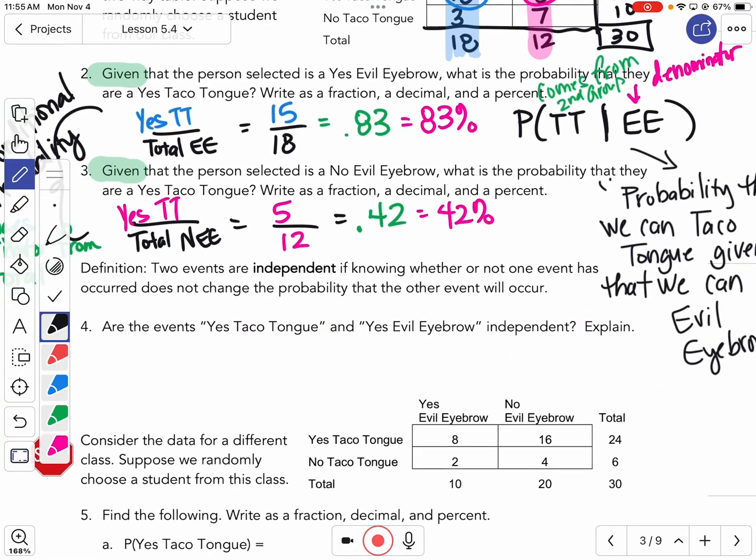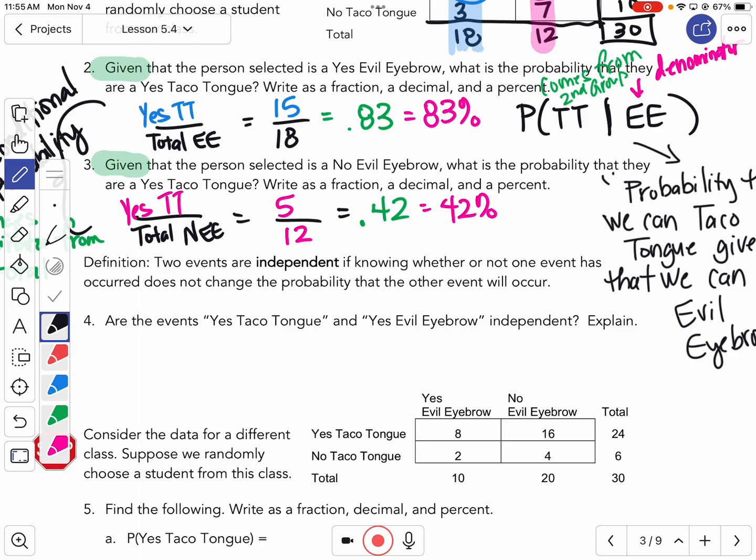So now it gives me a definition. It says that two events are independent. So that's a big word. Two events are independent if knowing whether or not one event has occurred does not change the probability that the other event will occur. So independent means one probability has no effect on the other. So it wants us to figure out: are the events yes to the taco tongue and yes to evil eyebrow independent?